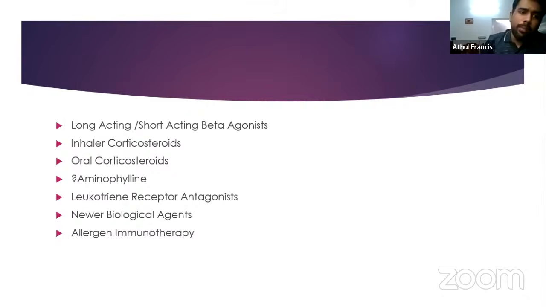The main point here is asthma, as we know, is an inflammatory disorder. The mainstay here is anti-inflammation. So steroids are more anti-inflammatory than LABA. The other drugs, aminophylline or theophyllines, are still a question mark. According to your GINA guidelines, aminophylline is not recommended even in severe exacerbation. Leukotriene receptor antagonist is also at a later stage, as a supportive medicine. Then newer biological agents and allergen immunotherapy.